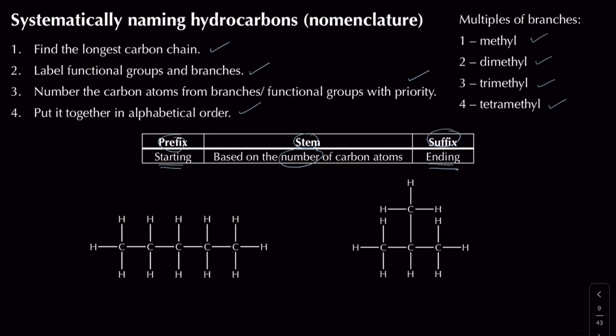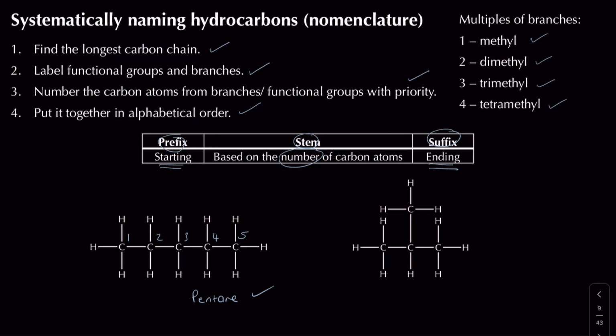So starting off with this first one, we need to find the longest carbon chain. It's a straight chain, there's no functional groups on it, so we don't need to label anything on there. But if we were to label the number of carbon atoms, I've got 1, 2, 3, 4, 5. I know it's an alkane, there's no other functional groups on there, so I know my stem is going to be pent, and then it's going to end in ane because it's an alkane. The first one's pretty much nice and easy, a GCSE example.